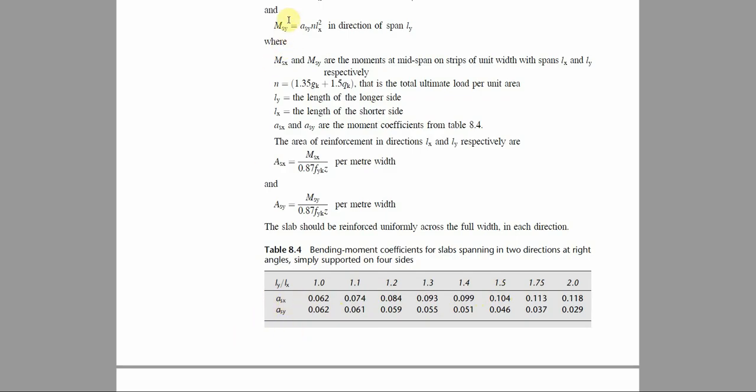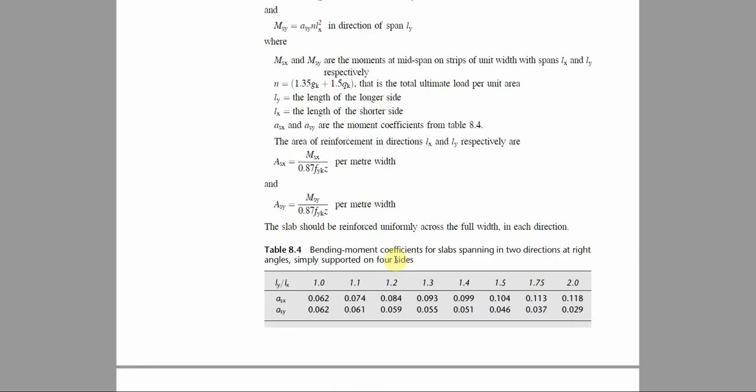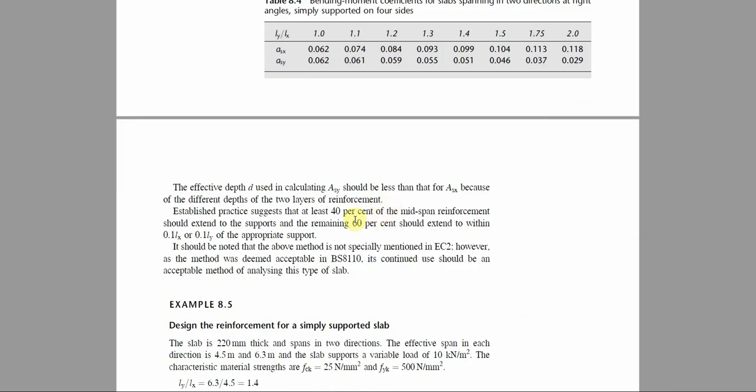And once we know that, then easily we can get our moment along the x axis and moment along the y axis, or moment along the y direction. It says the effective depth d used in calculating Asx should be greater than that for the Asy because of the different depth of the two layers of reinforcement.